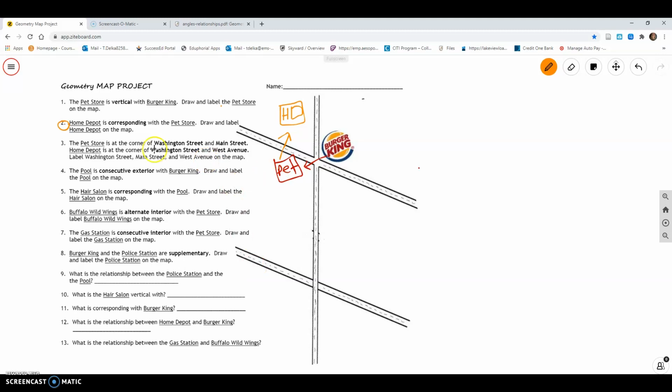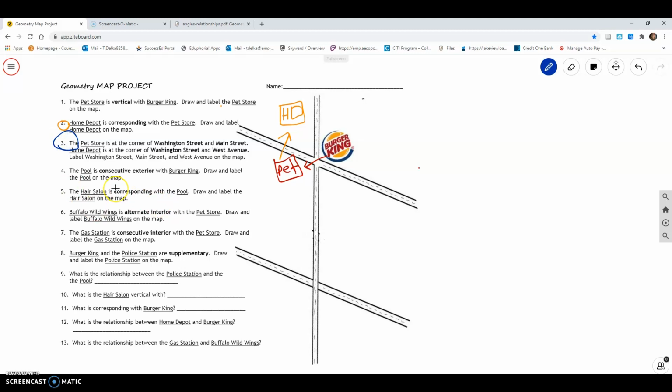Let's go with that. We're going to call, here, let's go get a different color. Let's do dark blue. And we're going to say the pet store is at the corner of Washington and Main. This is very confusing because I have 2 streets here. They're both sharing Washington. Home Depot is at the corner of Washington and West Avenue. You'll forgive me, Miss Delka's not very good with directions. So we're going to come back to this one. I'm going to put it in blue though, so we'll come back.